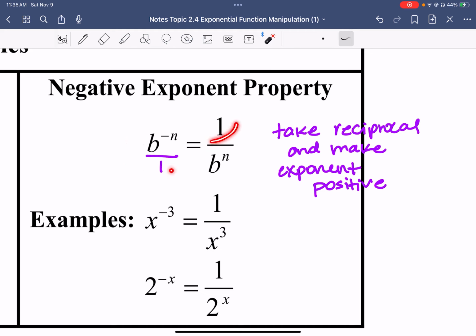So notice that the 1 now is in the numerator. And when you put this in the denominator, you're going to make the exponent positive. Okay, so that's how you get rid of a negative exponent.